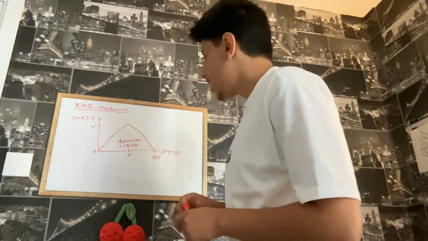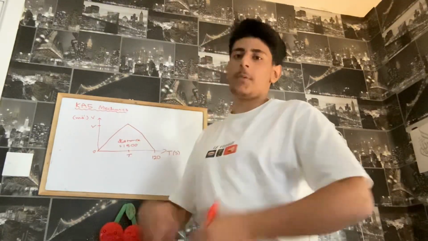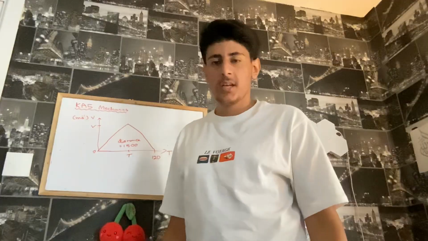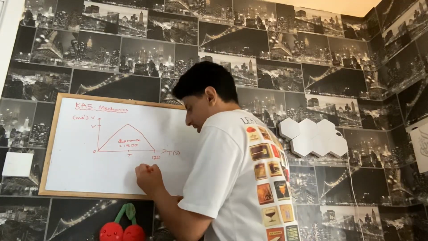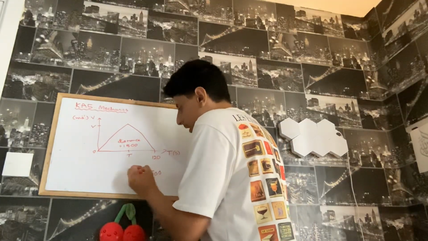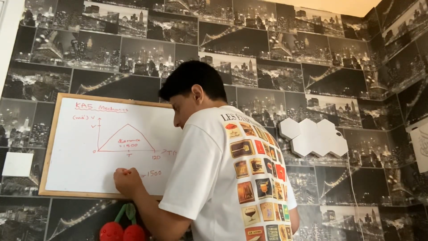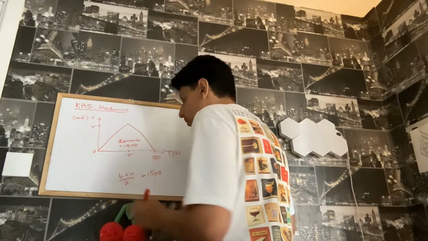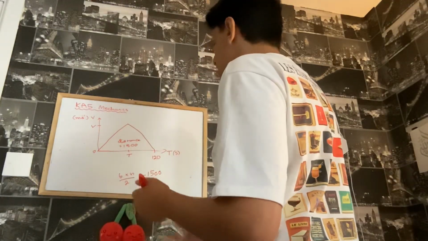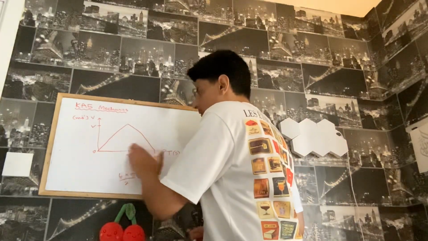The distance is 1,500 meters, and this is also a triangle. And what do we know about triangles? Base times height divided by 2 gives us the area. Now we know what the area is, it's 1,500. We know what the base is, but we don't know what the height is. The reason we don't know what the height is is because this is the height. So if I just remove this temporarily.